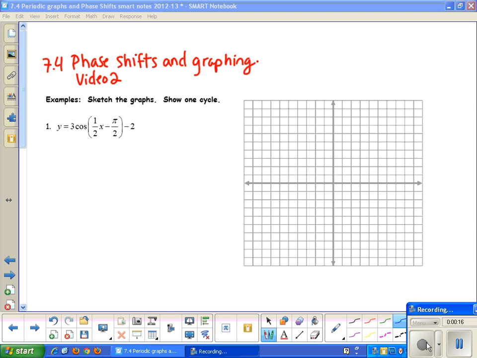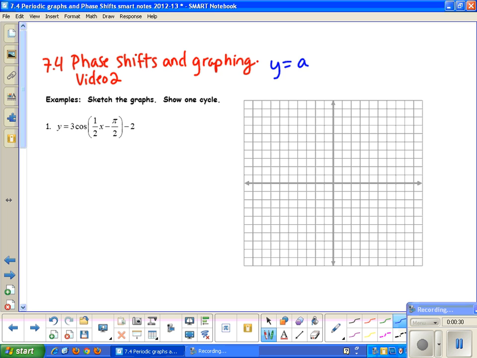And if we look at this equation, if you look at your b value, notice it's attached to your x. The first thing you're going to want to do is factor that out so you can see what your phase shift is going to be. So for this, since it's a cosine graph, remember we have y equals a times the cosine of b factored out x minus c, which is really c over b if you're factoring it out, plus your d value.